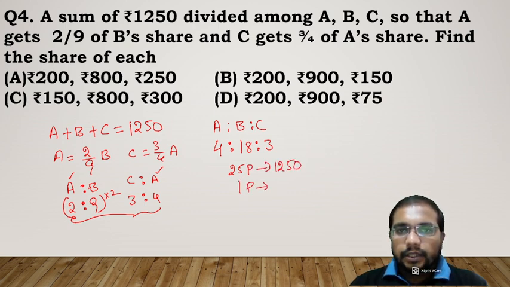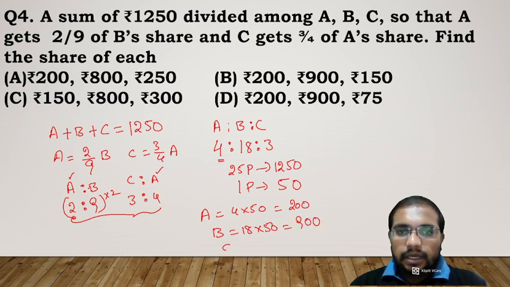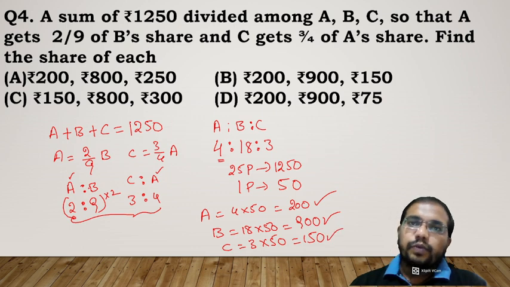One part is equal to how much? 50. Then A share is 4 parts. 4 into 50, 200 rupees. B share is how much? 18 parts. 18 into 50, 900 rupees. C share is how much? 3 into 50, 150 rupees. That means A share is 200, B share is 900, C share is 150. That is in which option? Option B.